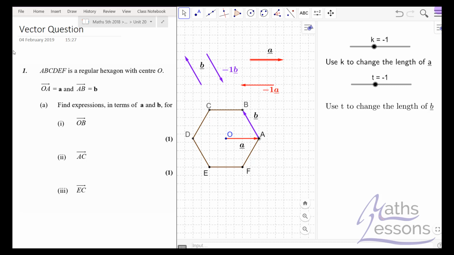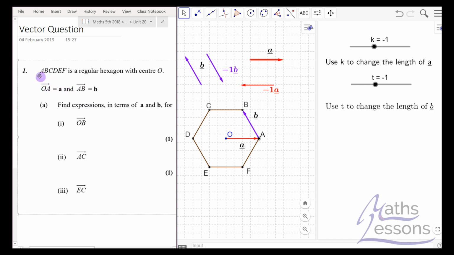Right, we're just going to have a look at a basic exam question, how to move the vectors around a shape and use the vectors only given in the question. Because when you do vector questions and use vector algebra, you're only allowed to use the vectors which are defined in the question.